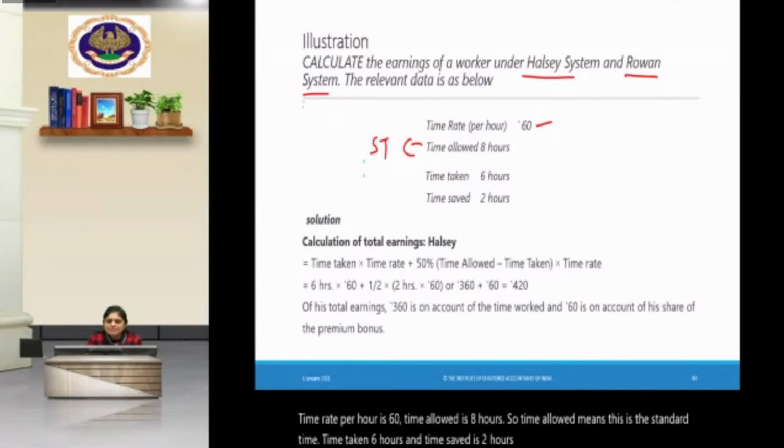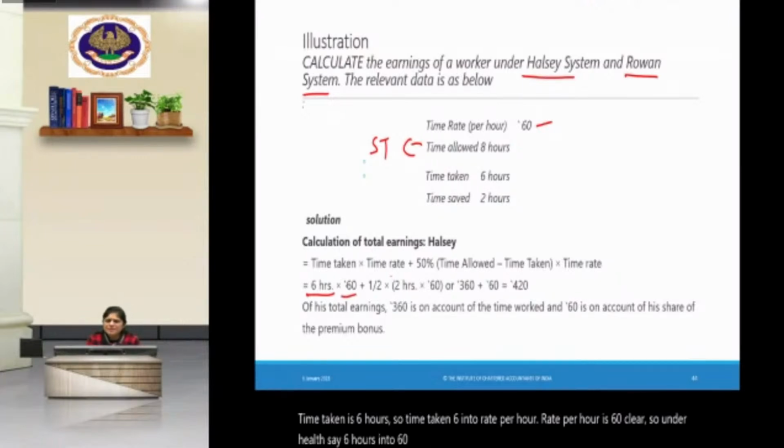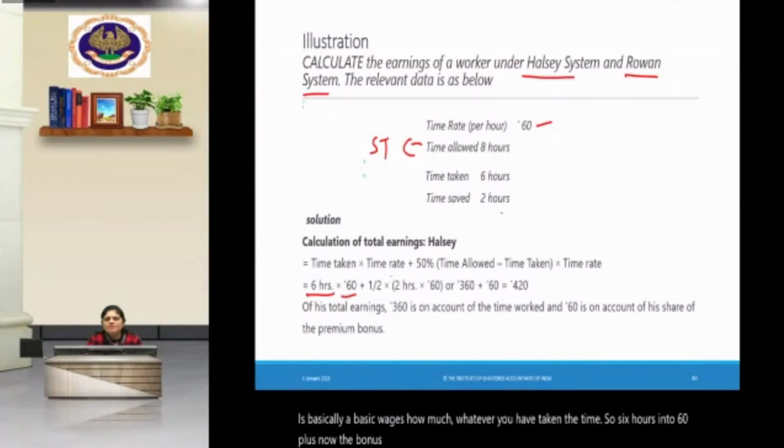So under Halsey, how are you going to do it? Time taken is 6 hours. So time taken, 6, into rate per hour. Rate per hour is 60. Clear? So under Halsey, 6 hours into 60 is basically your basic wages, whatever time you have taken. So 6 hours into 60 plus. Now the bonus will start because you have saved 2 hours.